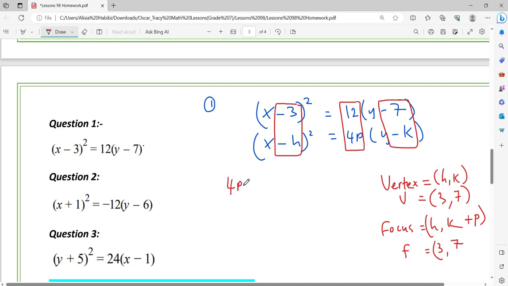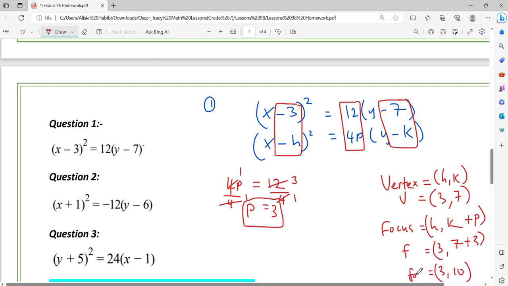So here we see that 4p is equal to 12. If we wanted to find p, we divide both sides by 4, making p the subject of the formula. So p is going to be equal to 3. Obviously, 4 divided by 4 is 1, and 12 divided by 4 is 3. This is the final solution for p. So here we have k plus p, that means 7 plus 3. This means that the focus F is equal to 3 comma 10.